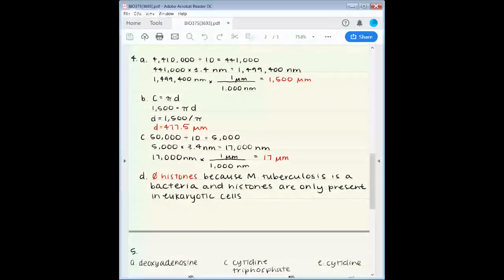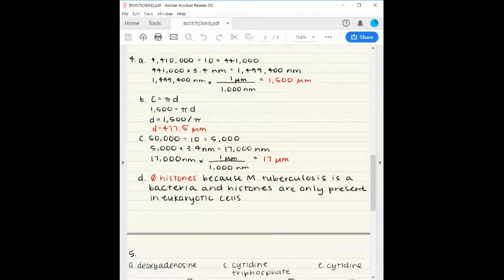And then B, what is the diameter of the bacterial chromosome in micrometers? And so I used the circumference equals pi d and put in the circumference as the length in micrometers of the bacterial chromosome, and divided 1,500 by pi to get the diameter, which was 477.5 micrometers, or 478.